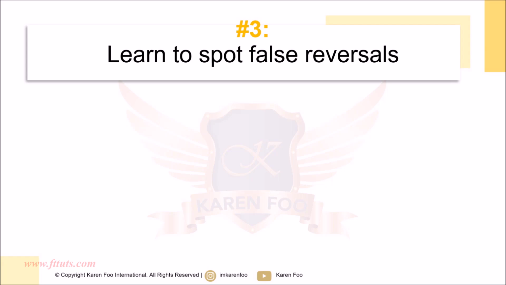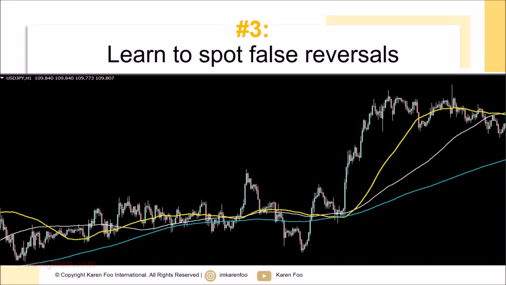Number 3, you need to learn how to spot false reversals. Like I said just now, the reversal pattern has to occur at the end of the trend. So if it occurs right at the beginning of the trend and you see the reversal pattern form, then that might be a sign of a false signal. When it comes to looking for entry signals, you also need to learn how to spot the false signals so that you can reduce your losses.